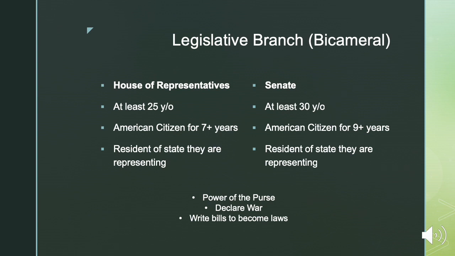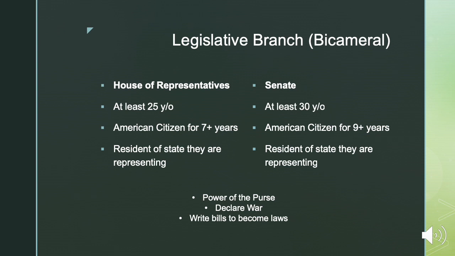To serve as a senator, you must be at least 30 years old, an American citizen for at least 9 years, and once again, you must reside in the state that you are representing. So some basic roles of the legislative branch is to write bills and laws. We write bills and laws for a number of different reasons, for a number of different issues that come up in the country, and they are tasked with doing that.